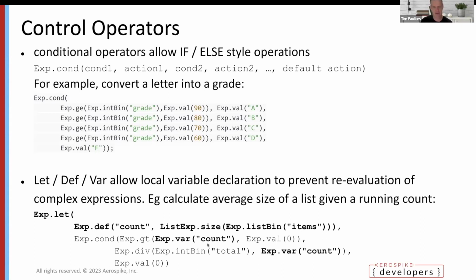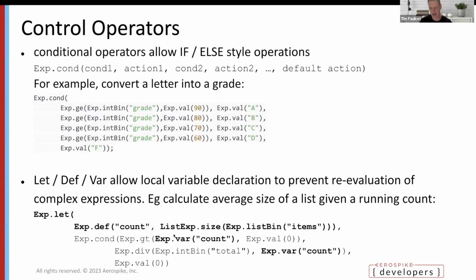So what I'm going to have to do is something a bit more complex, which says, if the count is 0, return 0. Otherwise, return the total divided by the count. But I need to know how many items are in the list. That's going to be my count. So I'm going to set a let, which creates a local variable. It's not going to be persistent, it's just going to be stored in memory. I'm going to define that as count. So the name of that variable will be count, and the value of that will be the size of the list in this list bin.